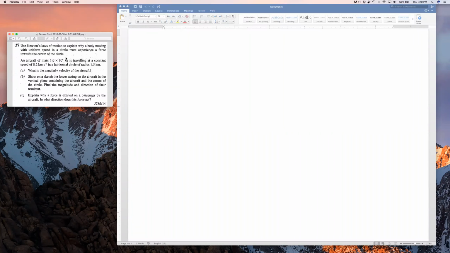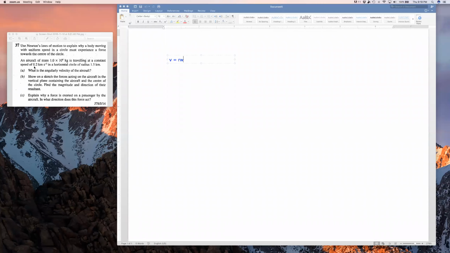So we have this question: an aircraft of mass this is traveling at a constant speed of that in a horizontal circle of that. What is the angular velocity of the aircraft? Well, there's another identity we did on Tuesday where we said that V is equal to R omega. Let's change this color. V is equal to R, I'm going to use W for omega, but it's not really so. V is equal to R omega. And we have to find omega, so omega will simply be V over R.